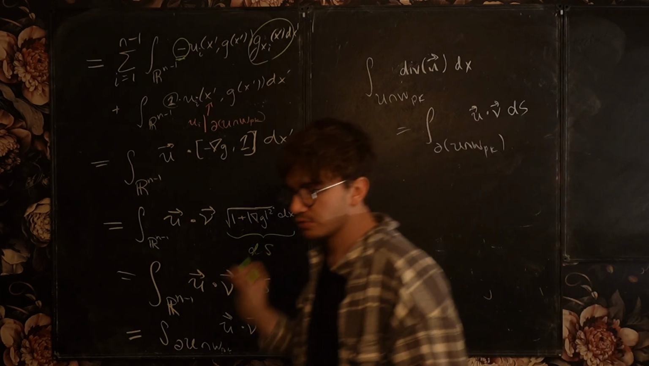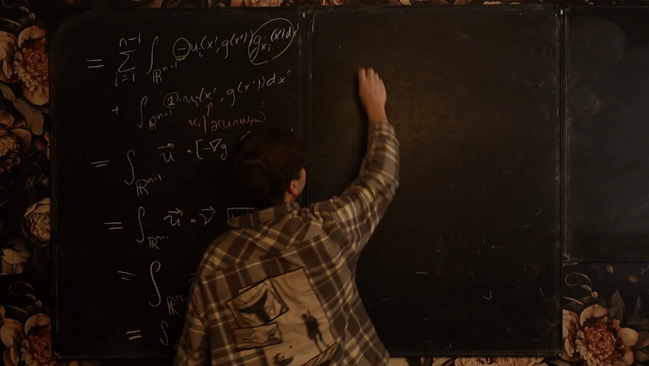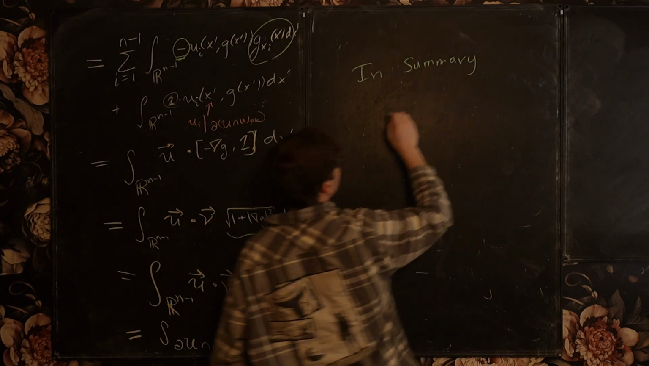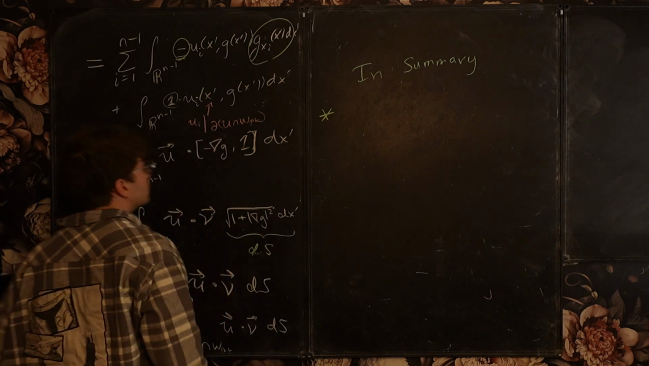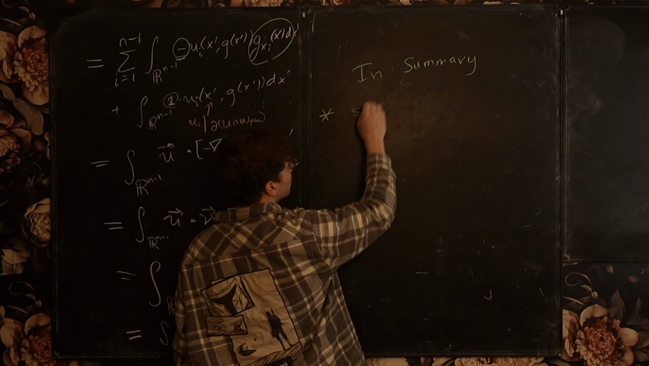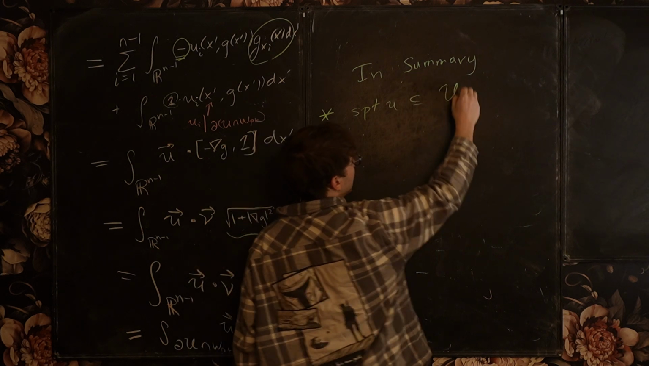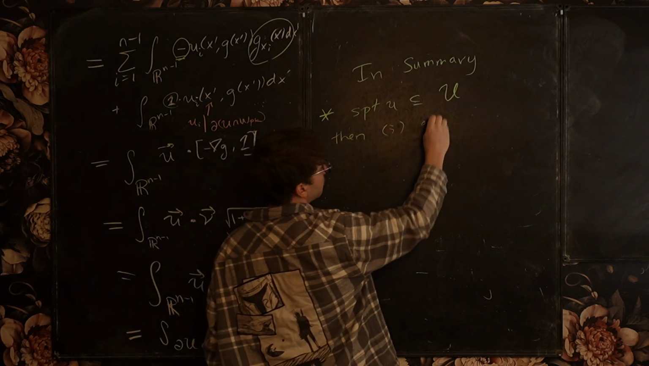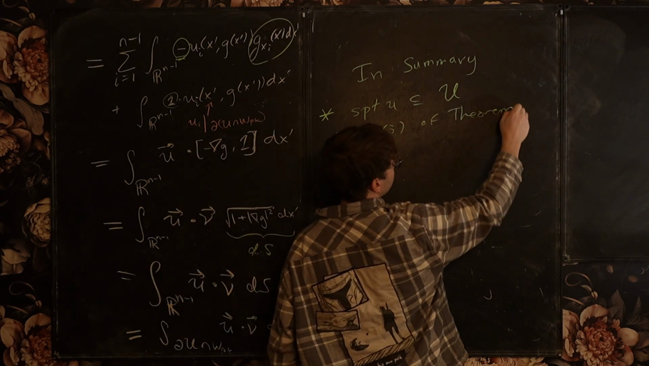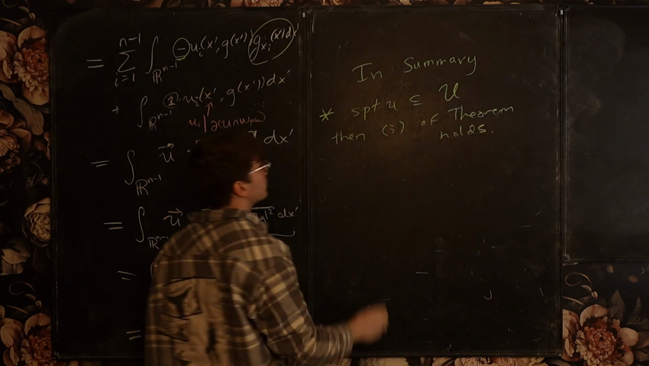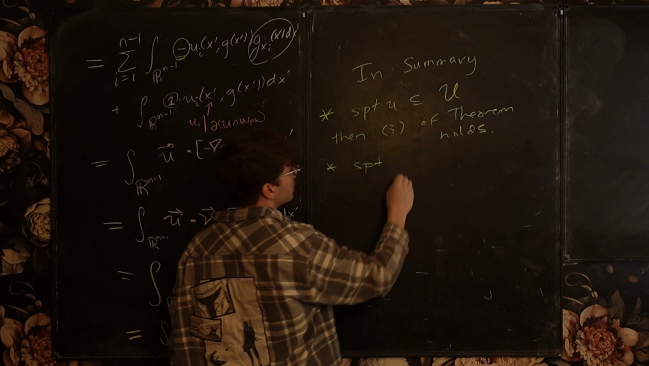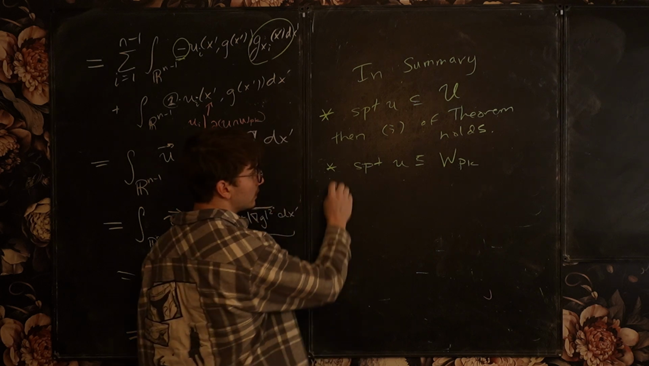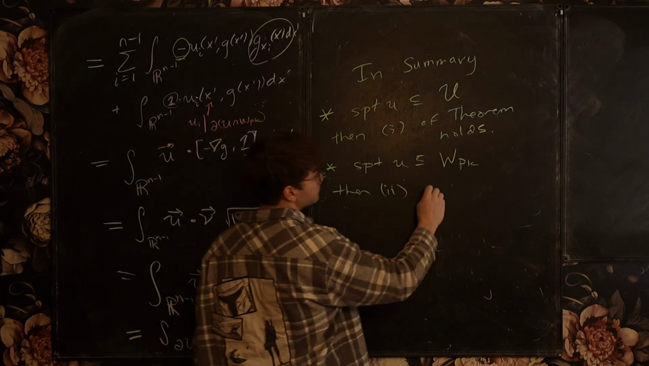So let's summarize what we have shown. In summary, we have shown first that if the support of u is contained in my set, capital U, then part 1 of the theorem holds. We have also shown that if the support of u is contained in one of these W_PKs, then part 2 of the theorem holds.